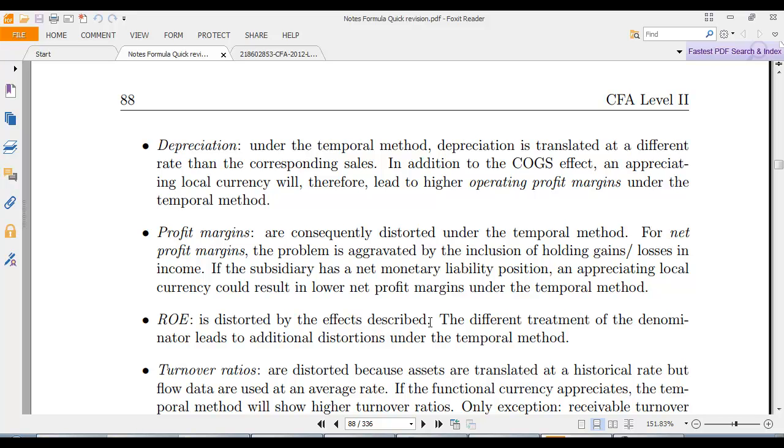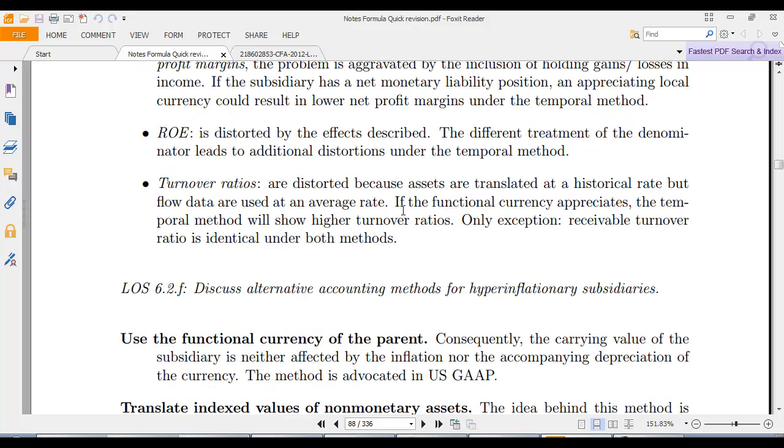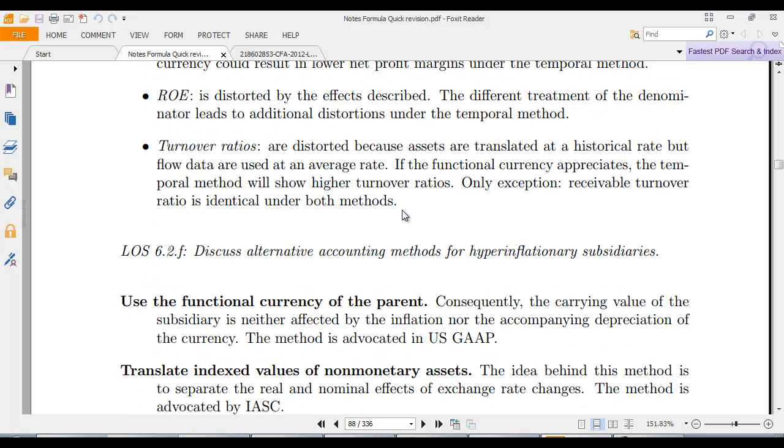For net profit margin, this problem is aggravated by the inclusion of holding gains and losses in income. If the subsidiary has net monetary liabilities, appreciation of the local currency would result in a lower profit margin. ROE is again distorted.